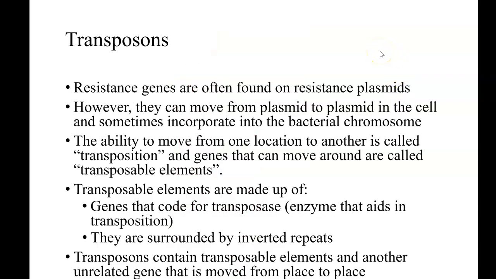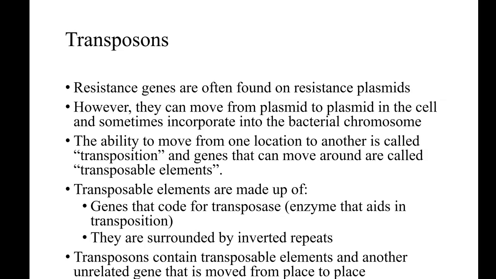So this is what we often call jumping genes. And jumping genes is the ability of these genes to move. These genes can move from plasmid to plasmid. They can also move from plasmid to the bacterial chromosome. The ability to move from one location to another is what we call transposition. And this is made possible by these transposable elements. This is often what we call jumping genes. It can jump from one thing to the other.